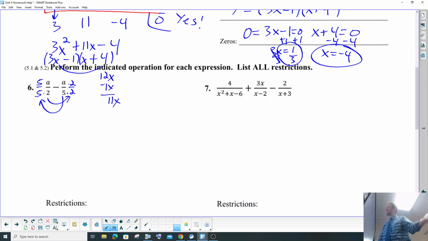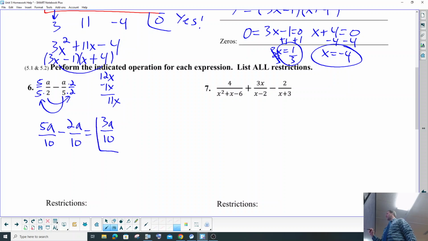Get a common denominator. So that's going to be 5a over 10. Minus, pause me, try it on your own, remember? And then we have minus 2a over 10. And so 5a minus 2a is 3a over 10. Nice. So that's our common denominator.